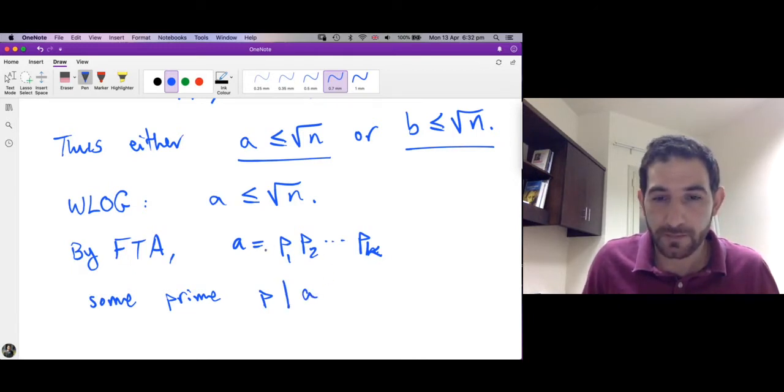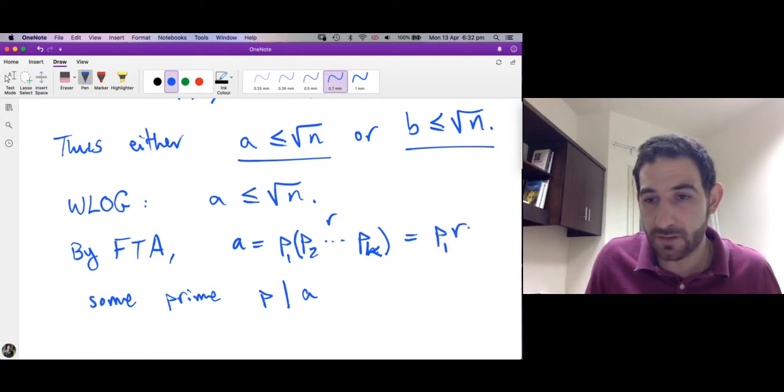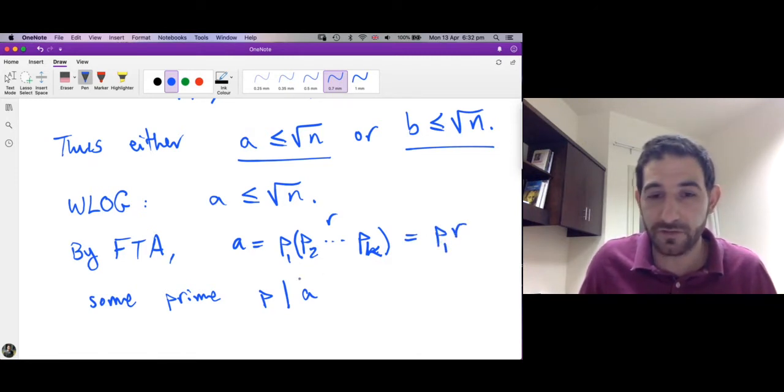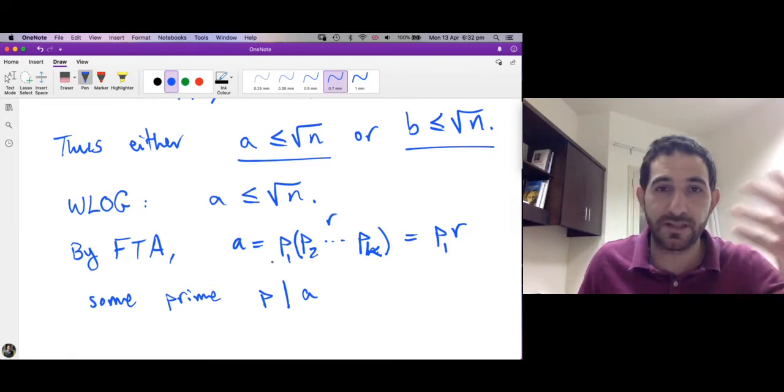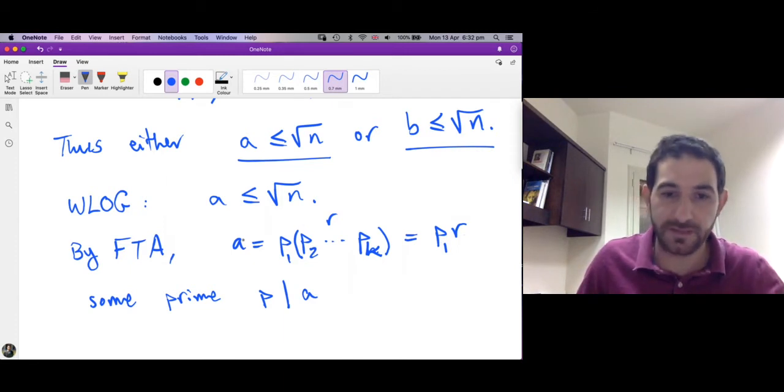Because look, let's say p1 is a prime, then all of this is an integer. Let's call it r. The product from p2 up to pk is r. Then this means that a is equal to p1 times r. But this means, by definition of divisibility, that p1 divides a, right? Because what does it mean that p1 divides a? It means there is an integer, say r in this case, such that p times r is a.